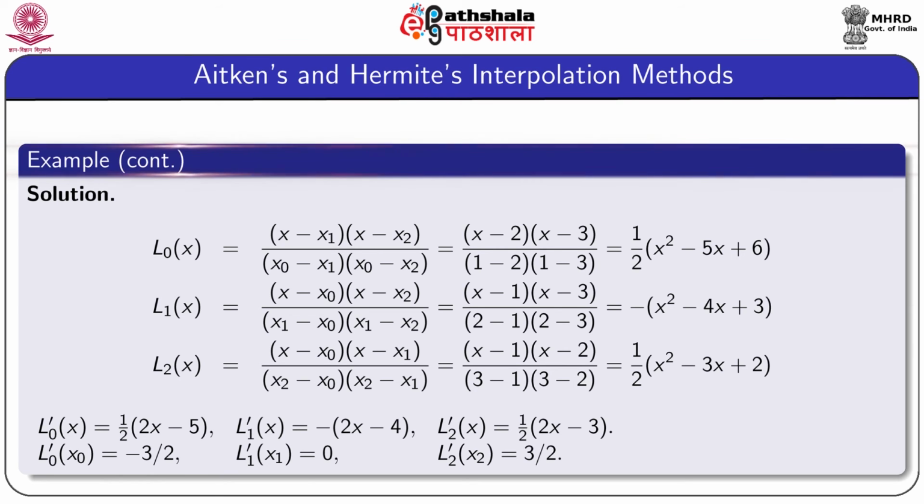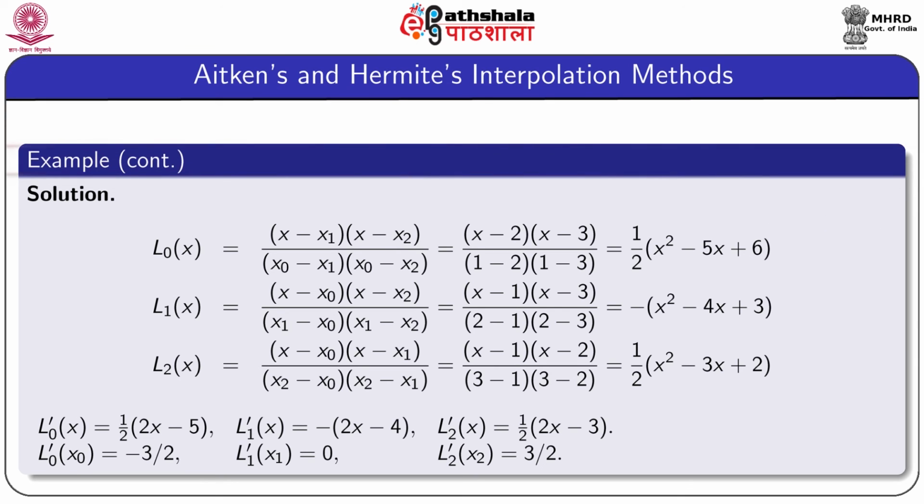Similarly, we obtain the value of L1(x) using the values of x0, x1 and x2, and that one is minus of (x² − 4x + 3), and the value of L2(x) is similarly obtained by this formula, and it is equal to half into (x² − 3x + 2). Once the values of L0, L1 and L2 are available, then we can calculate their derivatives which are required in small h_i and capital H_i.